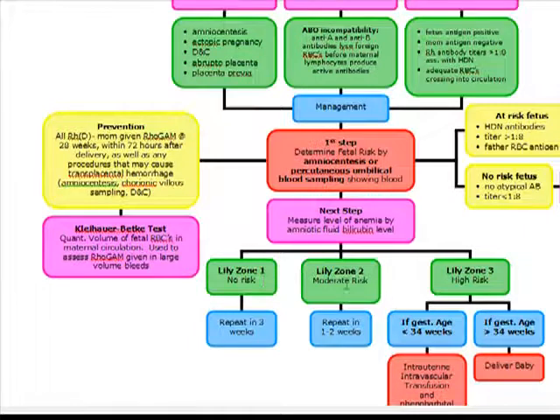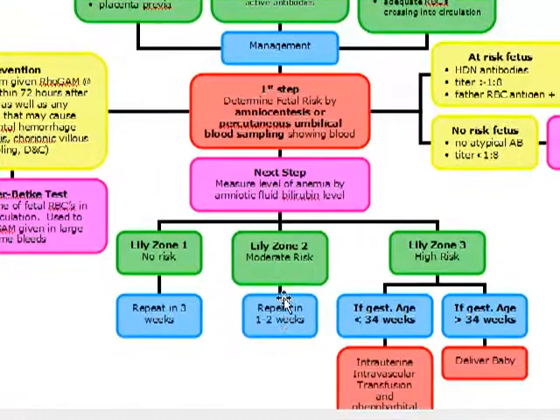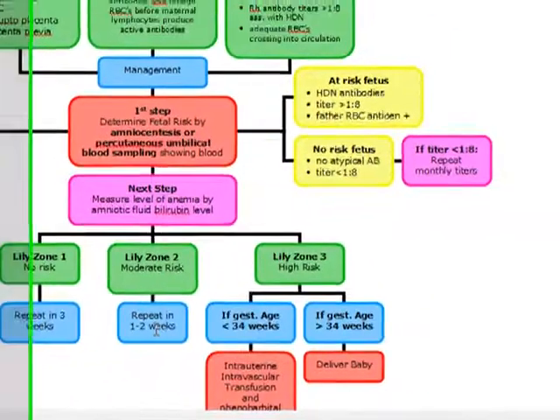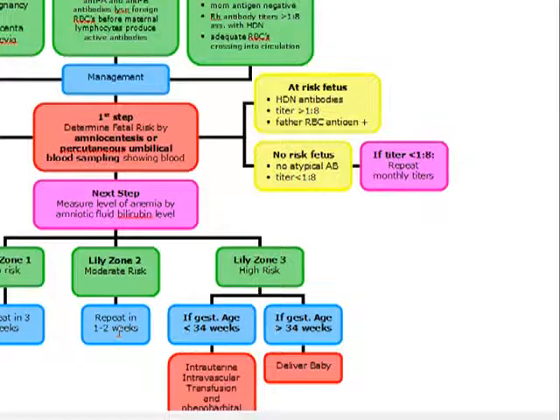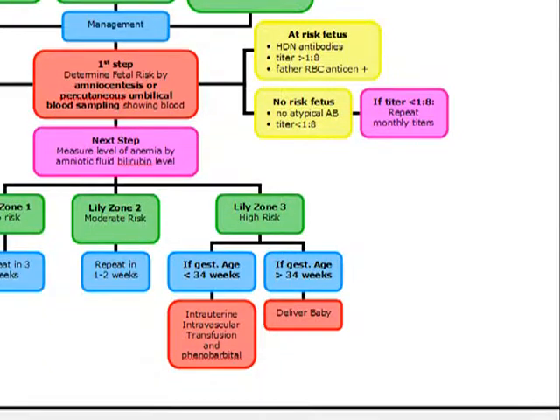If it is in Liley zone 2, this is moderate risk, and we're going to repeat it in 1 to 2 weeks. If they're in Liley zone 3, these patients are high risk, and we have to look at their gestational age. If their gestational age is less than 34 weeks, we're going to do intrauterine intravascular transfusion and phenobarbital. If their gestational age is over 34 weeks, we know the lungs are mature, so we're just going to go ahead and deliver the baby.